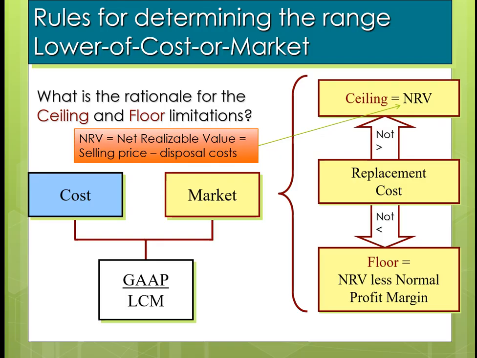Now, here is an example of what we're talking about. So, we have a ceiling, that's net realizable value, and we have a floor, which is net realizable value less normal profit. What we're saying is the replacement cost must fall within that range, or if the replacement cost is higher, we have to use the ceiling, and if the replacement cost is lower, we have to use the floor. So let's take a look at an example.